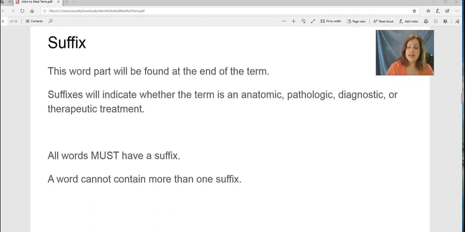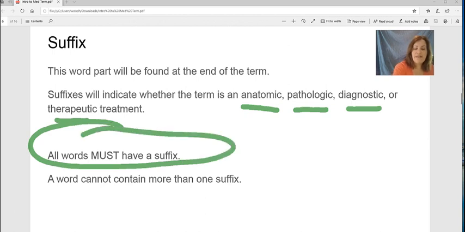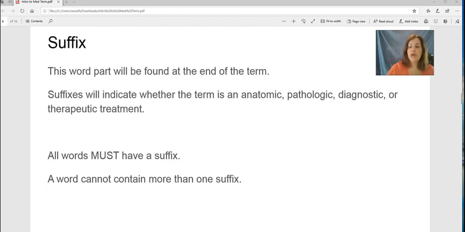All right, your suffixes are found at the end of the word term. Suffixes tend to be telling you if it's anatomic, a pathology, which is a disease, a diagnostic, or a treatment. All words must have a suffix. Every single medical terminology word. Okay? And it cannot have more than one. Okay? So when you look at a medical term, remember those suffix has to be there. The prefix, sometimes, sometimes not. Okay?